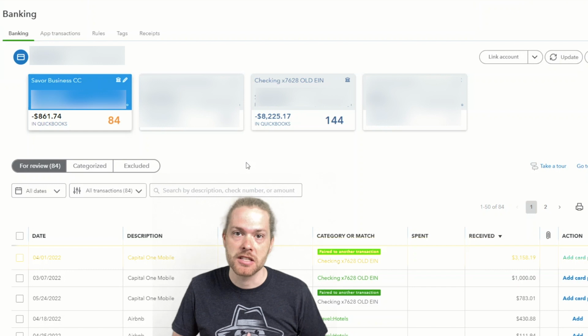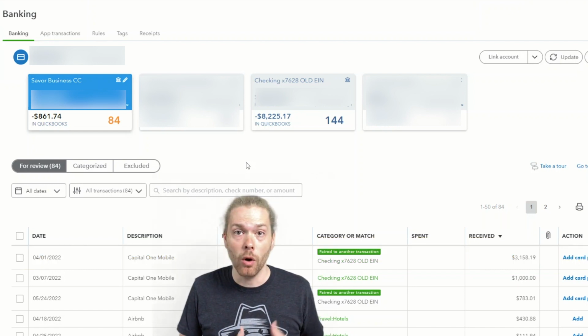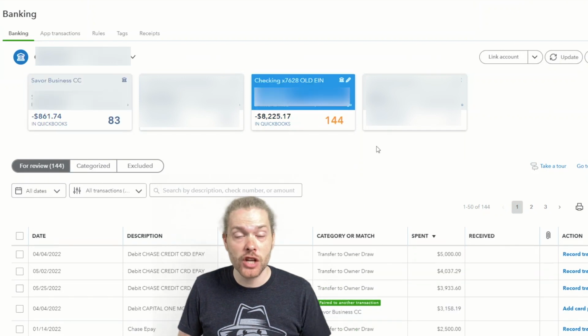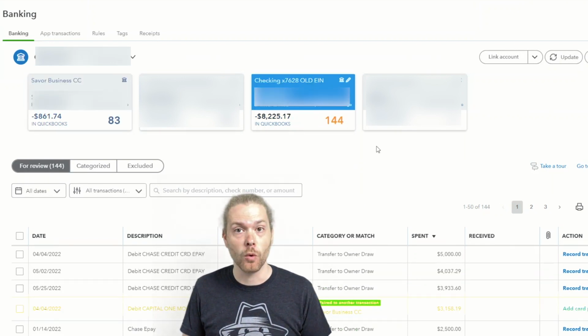This is the much better example because this credit card payment was received as of 4/1, but as I jump over to the checking account, I can see the money actually leaving the bank account on 4/4.